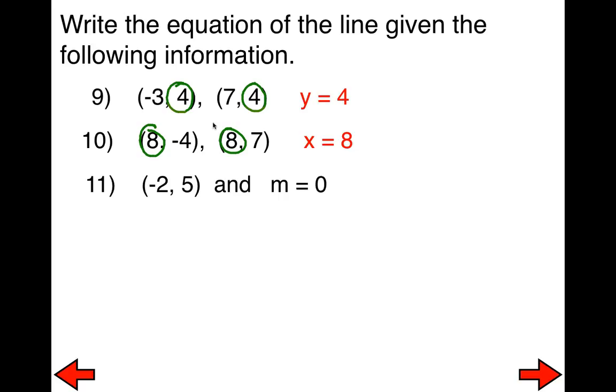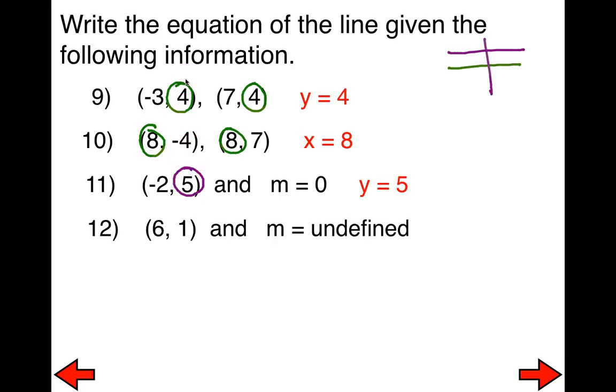Now here it's a little bit tricky. It says the slope is 0. When the slope is 0, it should look like something like this. Okay, so if you think about an axis, is it cutting through the x or through the y? Well, it's cutting through the y-axis, so I would say this is a y equals. Since my y is a 5, I would say y equals 5.